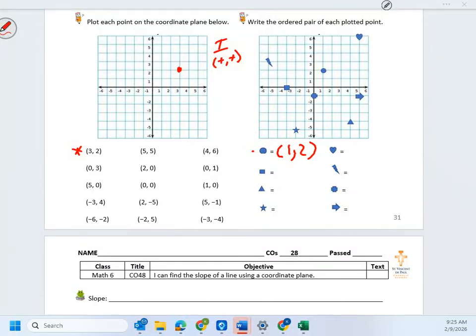Perfect. I love that Michael was really looking to make sure he's writing the ordered pair correctly. It's always inside parentheses. That's how we know it's an ordered pair. You always have to separate the x from the y with a comma. So we're going to do our x first, because remember, x always comes first in our ordered pair. We go over to the 1, and then we go up 2. So over 1, up 2.